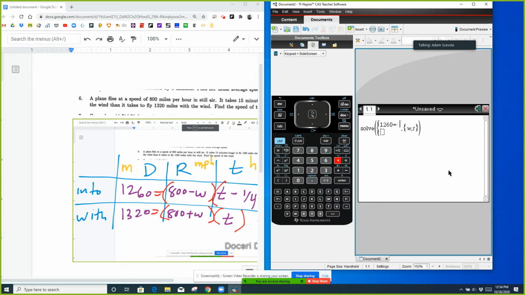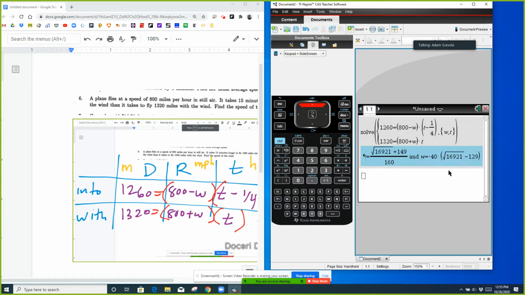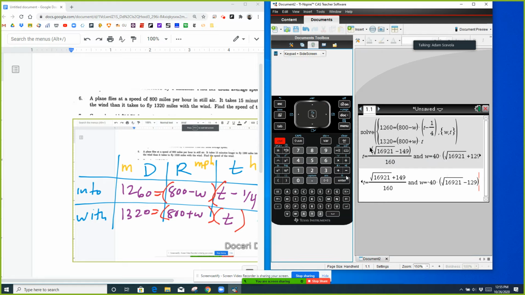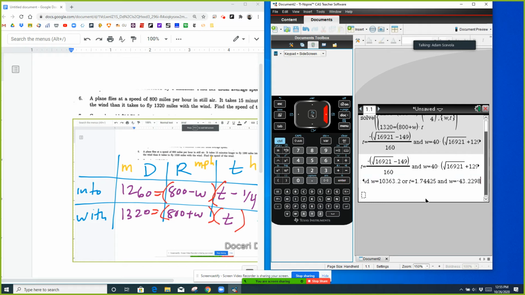1260 equals parentheses 800 minus W times T minus 1/4. And then 1320 is equal to parentheses 800 plus W times T. And hit enter. And we get a really complicated answer because it's exact. And that's okay. If we arrow over, we can copy and paste it and hit Control Enter, and it will approximate it for us.